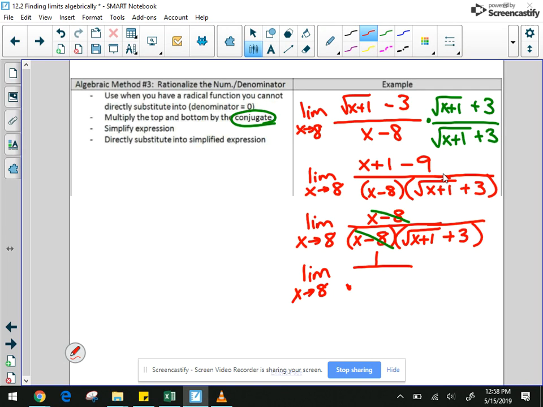So my simplified version now is 1 over the square root of x plus 1 plus 3. Now I can directly substitute an 8 into this function. I would have 1 over square root of 8 plus 1 plus 3. Square root of 9 is 3. 1 over 3 plus 3 is 1 over 6.